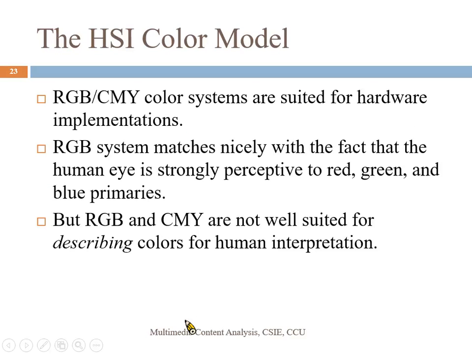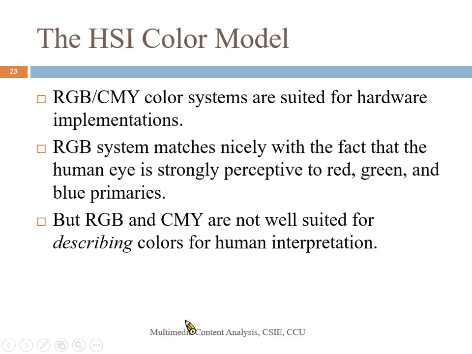So the RGB and CMY color systems are more suitable for hardware implementation. RGB is usually used in a monitor. The RGB system matches nicely with the fact that our human eyes strongly perceive red, green, and blue. But RGB and CMY are not well suited for describing colors for human interpretation.